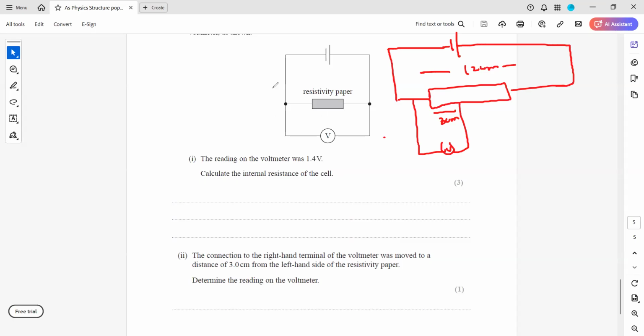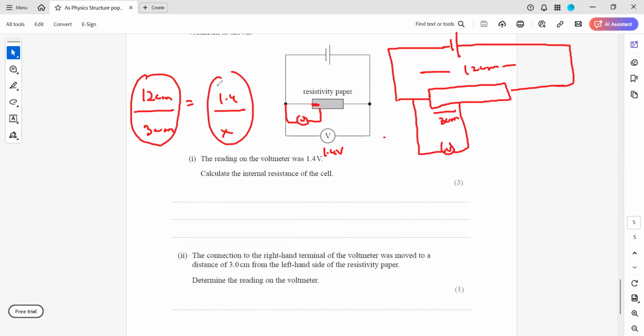Initially it was reading 1.4. Now the same voltmeter, but we connect it 3 centimeter away. So what is the voltage? The ratio of the voltage is always the same as the ratio of the resistance. So when it was all 12 centimeter, the voltage was 1.4. But now it is only 3 centimeter. So the ratio of 12 centimeter and 3 centimeter will be the same as the ratio of 1.4 and X. The ratio of the voltage and the ratio of the resistance will be the same.